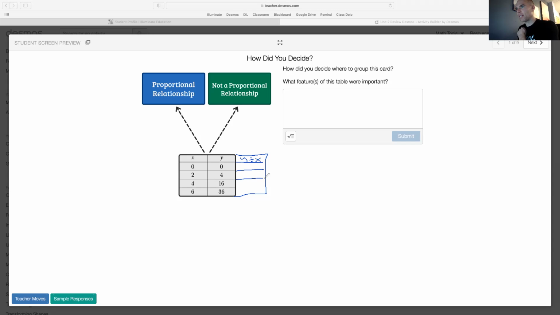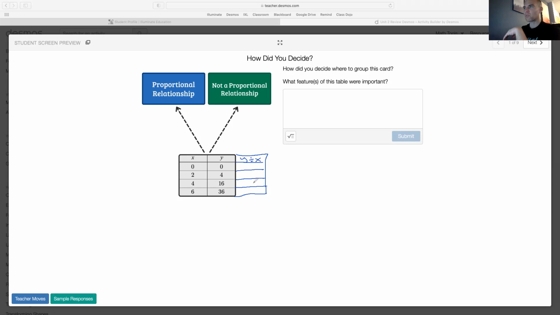And then I do exactly that. I do the y value divided by the x value for every row. And if all those numbers come out the same, then that tells me that the ratio between x and y is the same in every row. And that number that I keep getting is the constant of proportionality. So it kind of kills two birds with one stone for me. I'm checking for proportionality, and I'm getting the constant of proportionality in the same step.